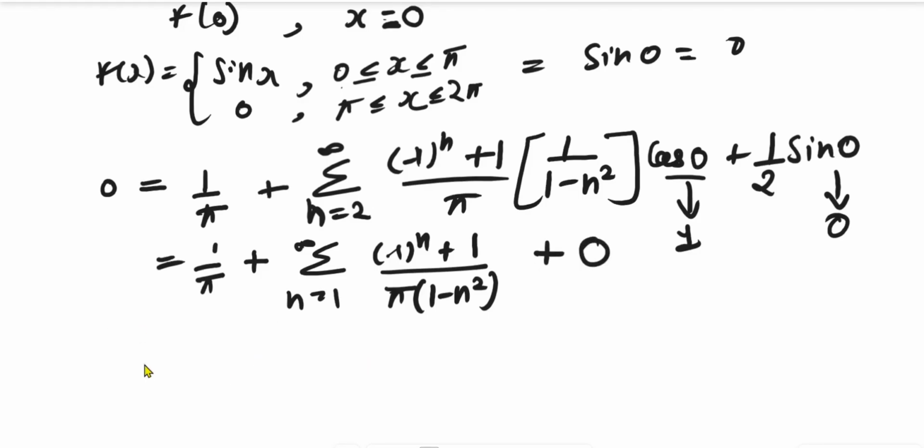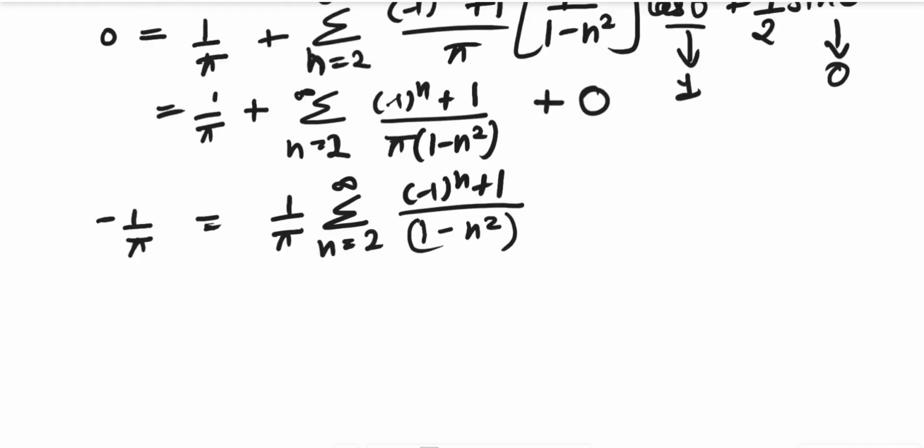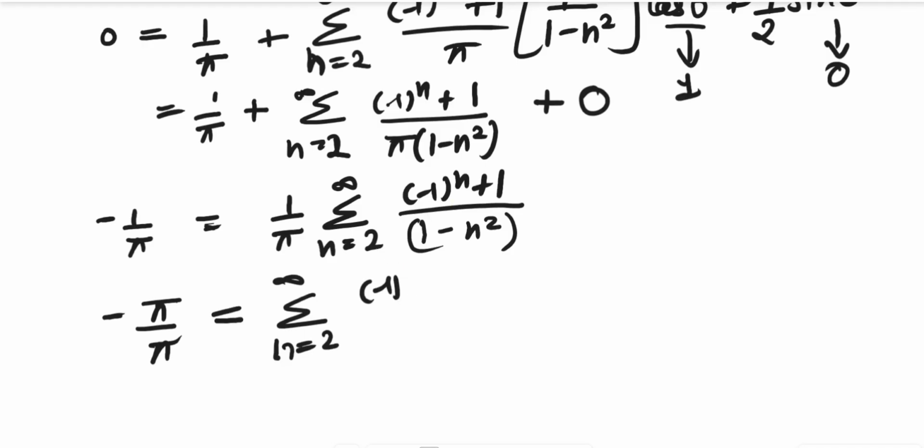जिसको हम लिख सकते हैं 1/π minus 1/π is equal to, take 1/π, summation n from 2 to infinity, minus 1 raised to the power n plus 1 divided by, so it is minus pi divided by pi, ये यहाँ multiplication में चला जाएगा, it is summation n from 2 to infinity minus 1 raised to the power n plus 1 divided by 1 minus n square, which is equal to minus 1.